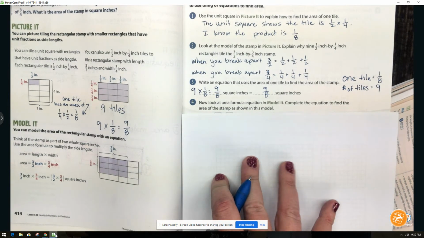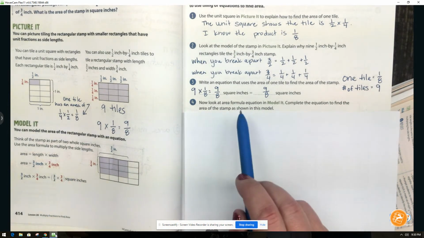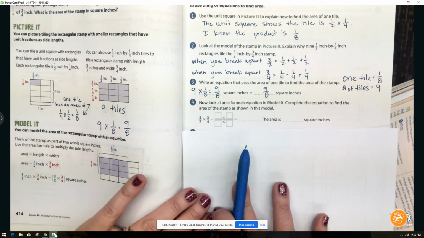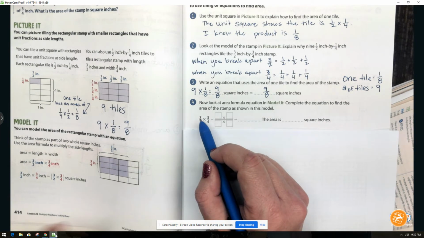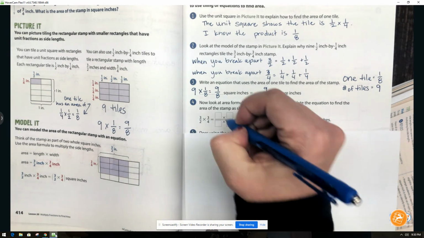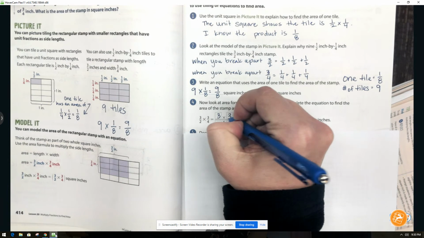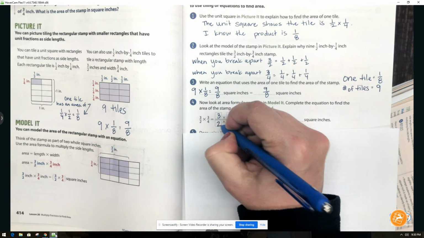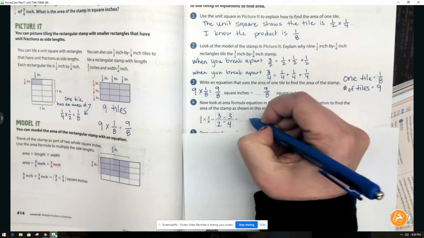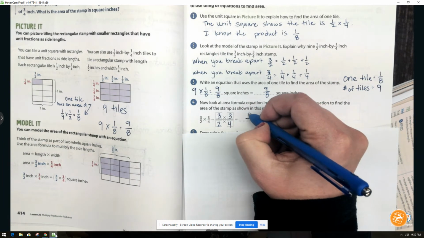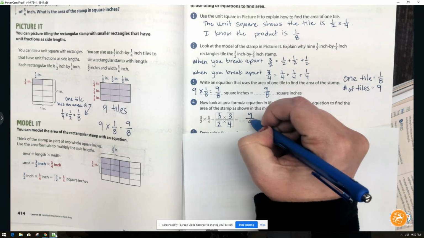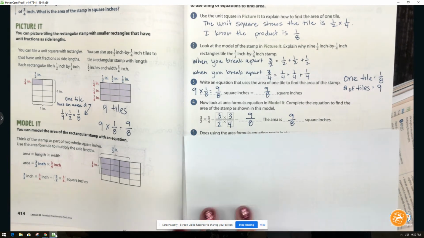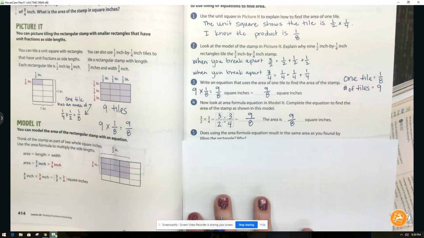Now, if we look at the formula down below, if we look down here and model it, we're going to complete the equation to find the area of the stamp as shown in the model. So here, if we multiply our numerators, that's going to be 3 times 3. If we multiply our denominators, that's going to be 2 times 4. So 3 times 3 is 9. 2 times 4 is 8. The area is 9/8 of a square, 9/8 square inches.